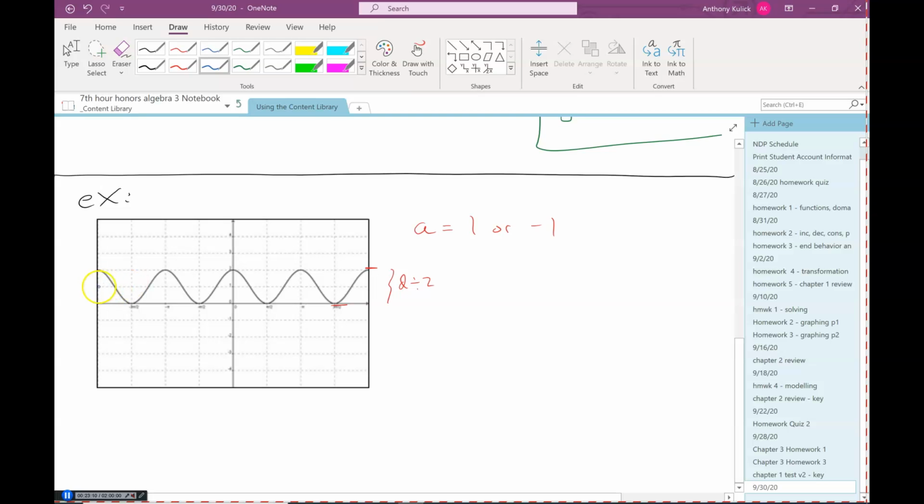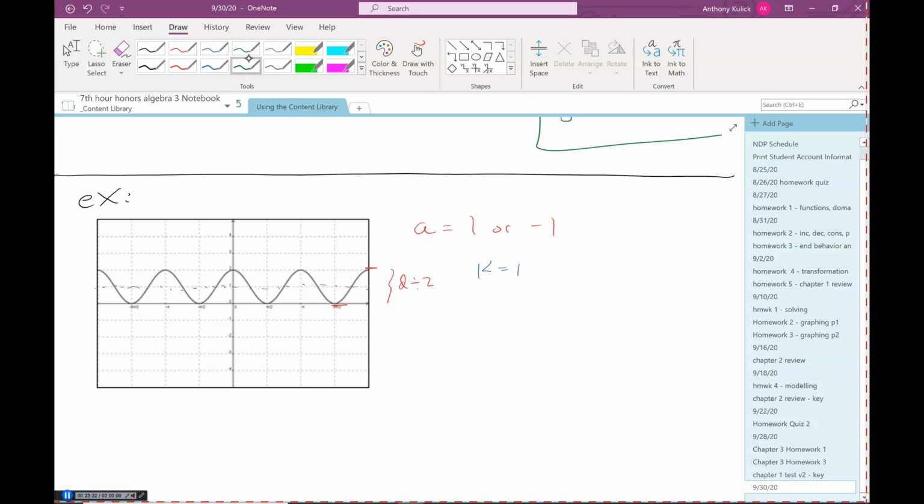Positive 1. Very good. So the K is the midline. It should be easy to see that y equals 1 should be the midline. Is everybody okay there? So far, so good.